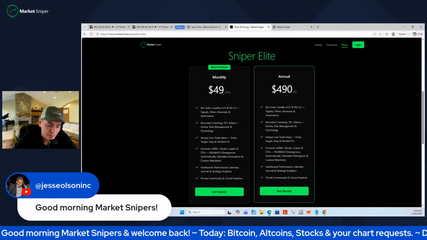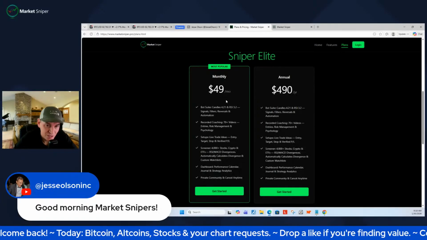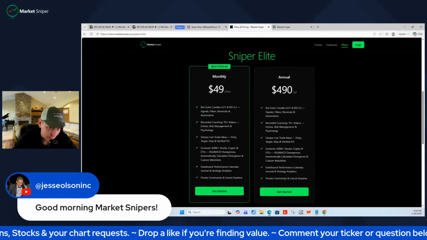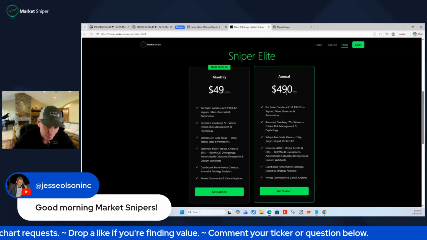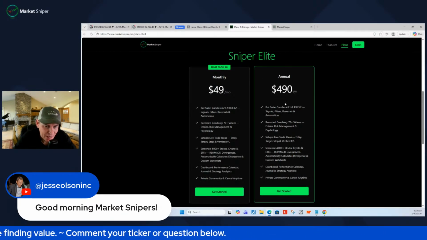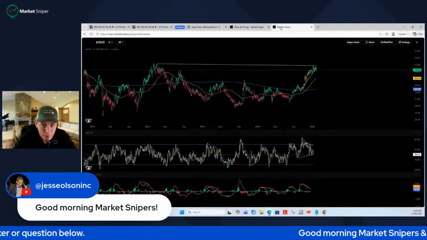Close to 10% do the annual. So people are still doing the $49 a month, which is perfectly fine. I actually prefer the $49 a month because this becomes like $40 a month, so it saves 2 months per year. That's the only plan we have.